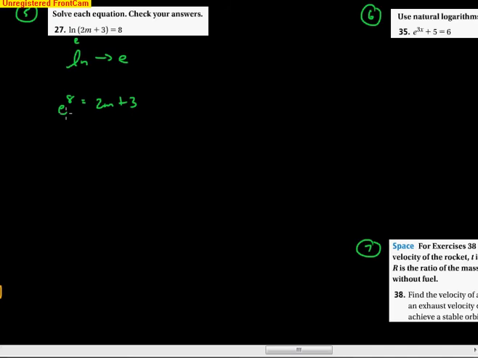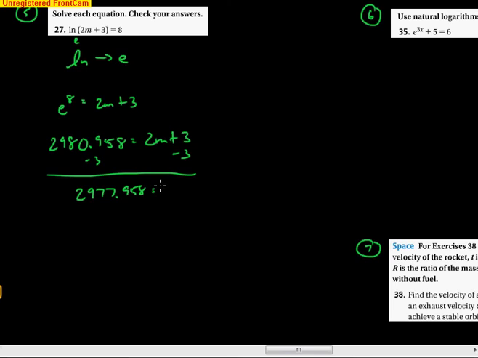And now I'm going to figure out what is e to the 8th. It's a big number here. So e to the 8th is 2980.958. That's the 3 decimals. And that equals 2m plus 3. And now you just solve this for m. So subtract 3 from both sides. That gives me 2977.958. That equals 2m. And I divide by 2. And that gives me 1488.979.